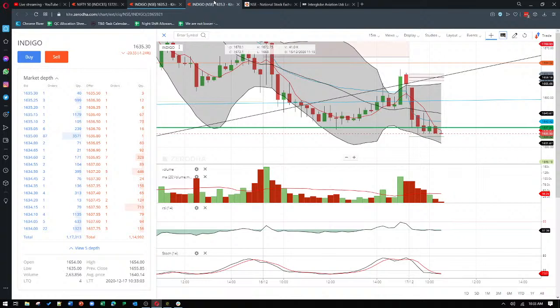Okay, 1635, 1635.30. Come on, break and go. Now the sellers are at like 15 and the buy orders are at like 17. Someone is going to eat those 3000, 4000 quantities just like that.